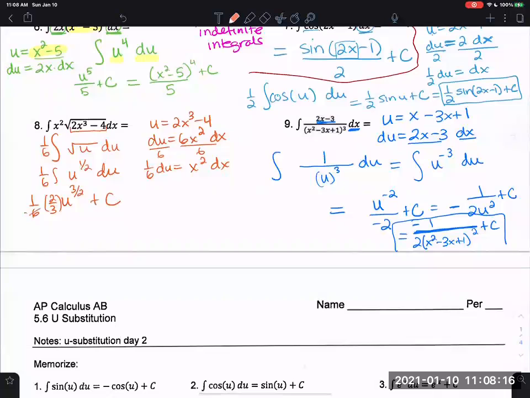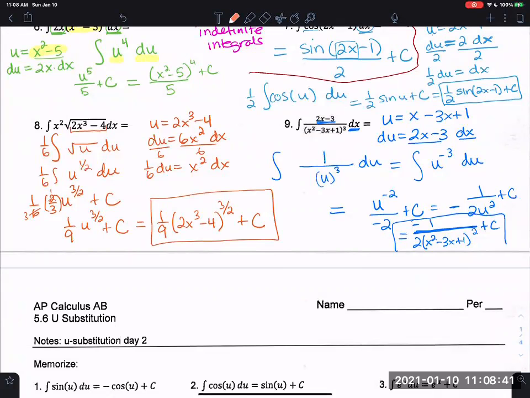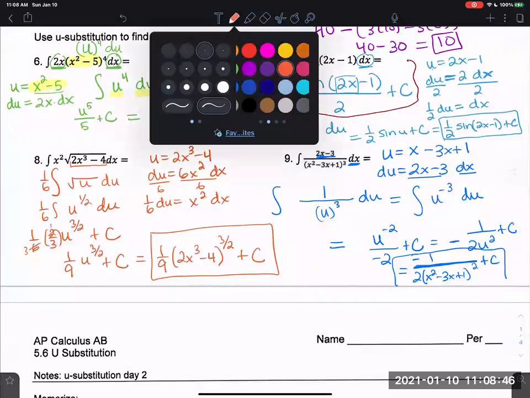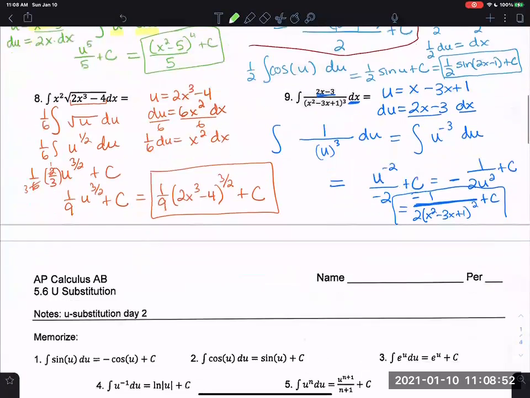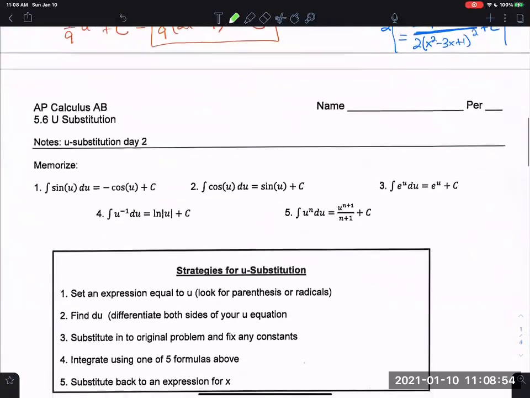Okay. Maybe do a little simplifying. So that would be a 3, that would be a 1. So what would I have? 1/9 u to the 3/2 plus c. And then I have to plug the u back in. So 1/9 u is 2x cubed minus 4 to the 3/2 plus c. Okay. All right. So I undid that, right? Okay. So that in a nutshell is U substitution.